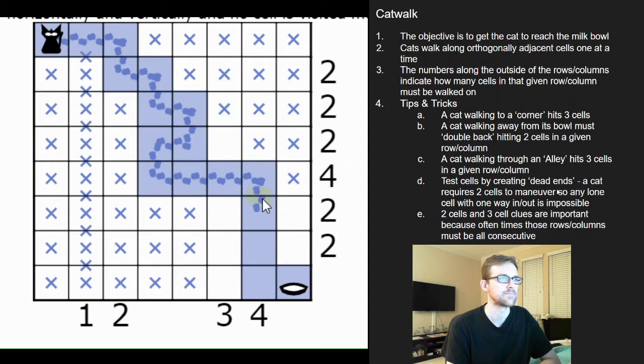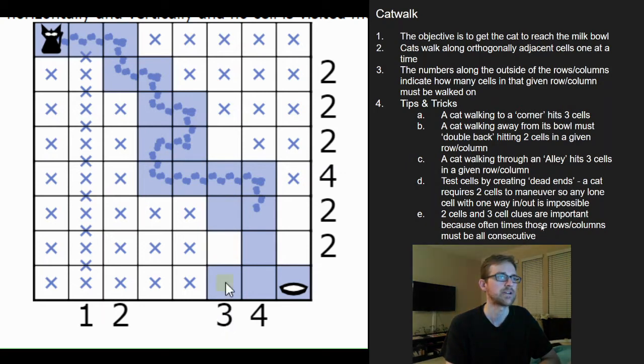He comes down, and now do I go left or right? Well, I need 3 in this column, and I only have 2. So I can't separate it like this, because again, the 3 is a lot like the 2, where most of the times they have to be all consecutive with one another. Because again, you always have to have two cells next to each other for the cat to walk around. So that is it. That's the solution.